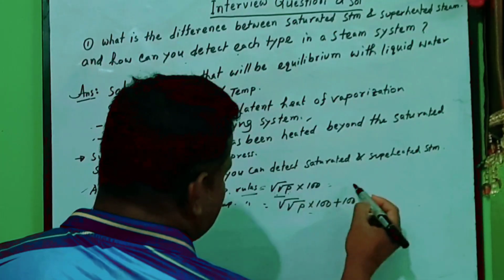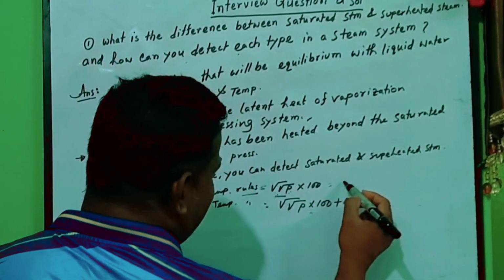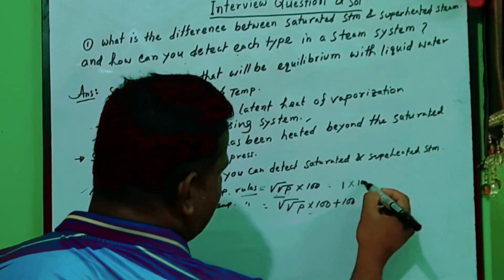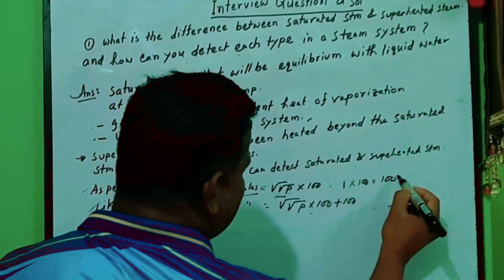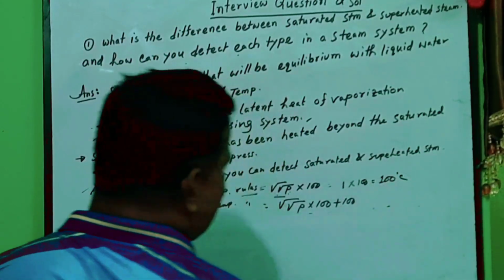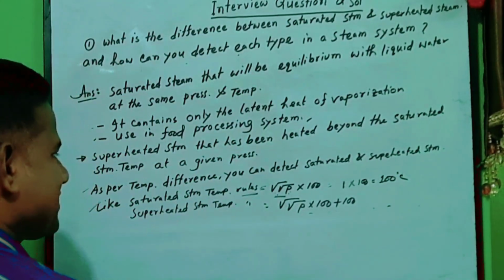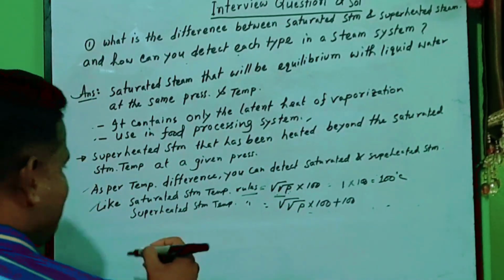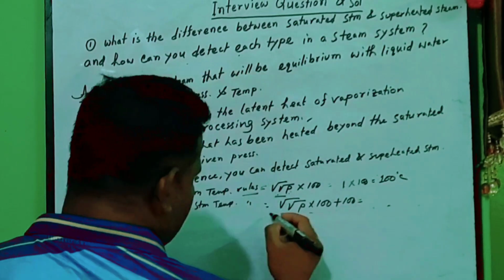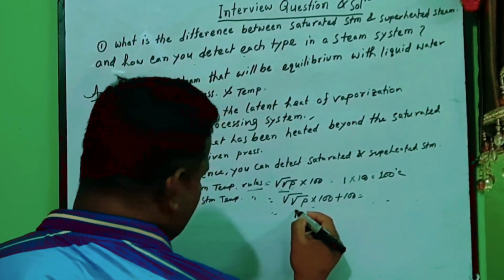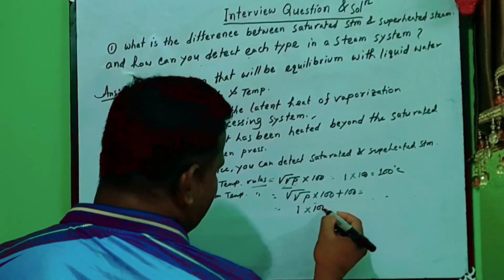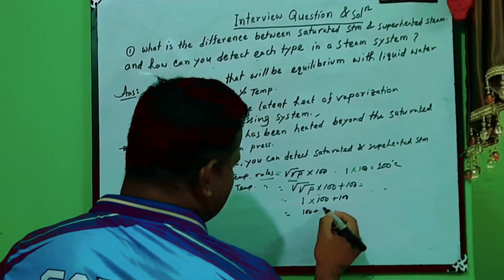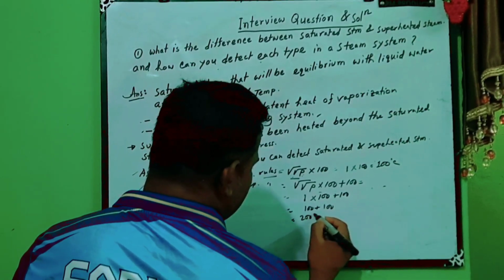Suppose the pressure is 1 kg. If you take the square root of this pressure, it will be 1, multiplied by 100. That means 100 degrees centigrade. If the pressure is 1 kg and the water temperature is 100 degrees centigrade, that is called the saturated steam temperature. And if the pressure is 1 kg, you take the square root of 1, which is 1, multiply by 100, plus 100. That means 200 degrees centigrade.